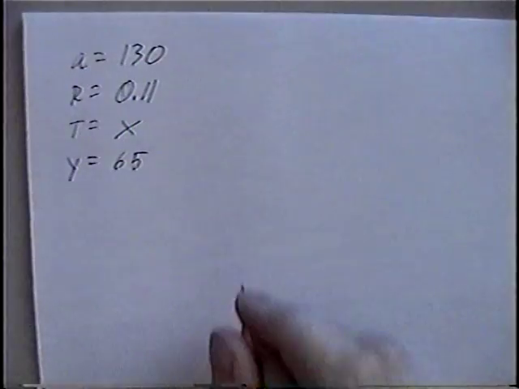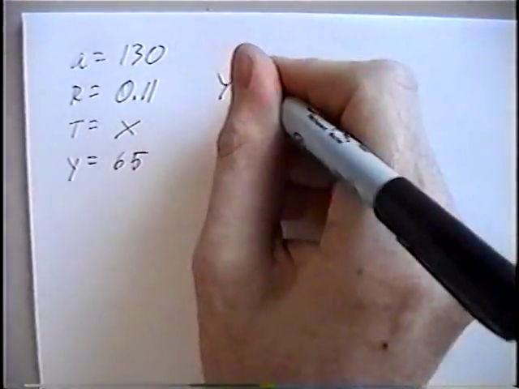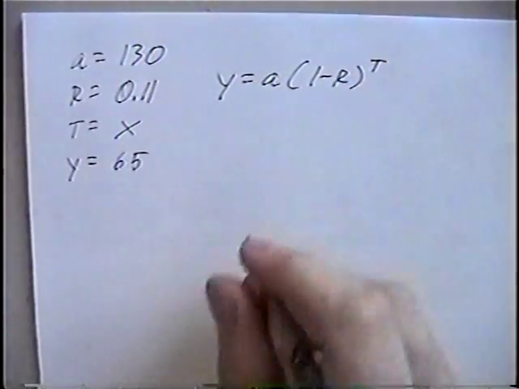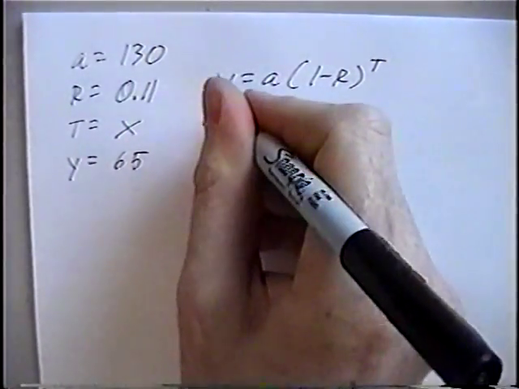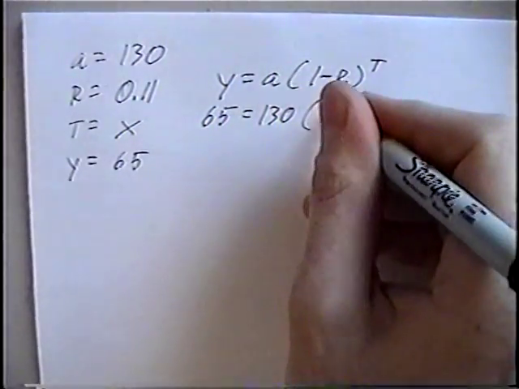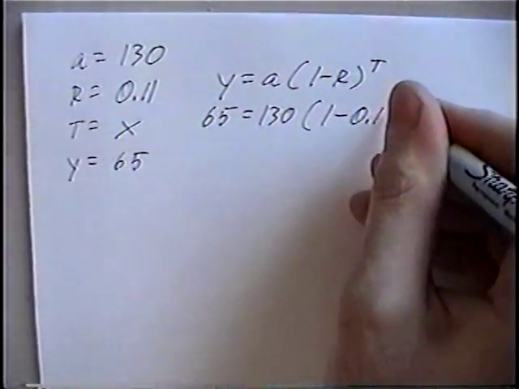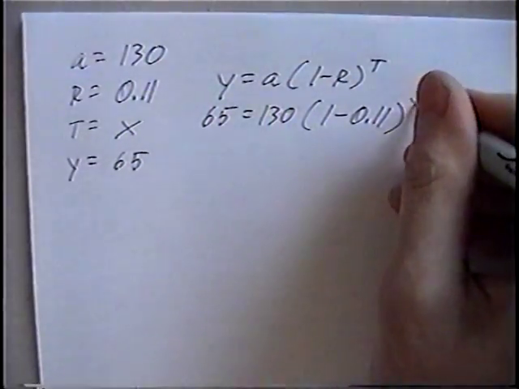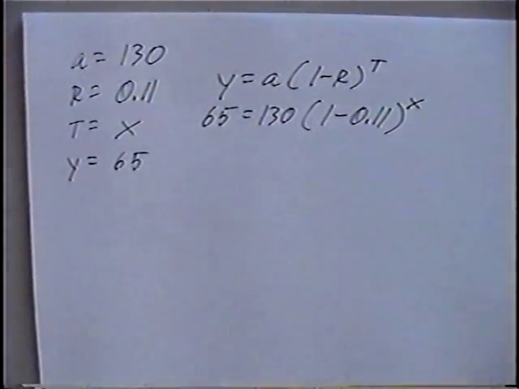Plugging the numbers into the formula, y equals a times (1 minus r) to the t power. Y would be 65. The initial amount would be 130. The rate would be 0.11. And the time is what we're solving for, which we'll use the variable x.